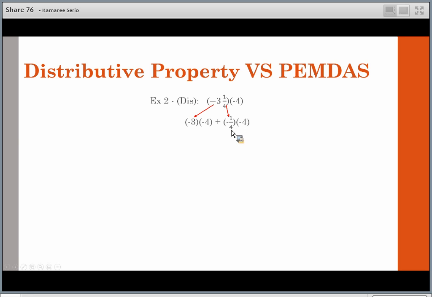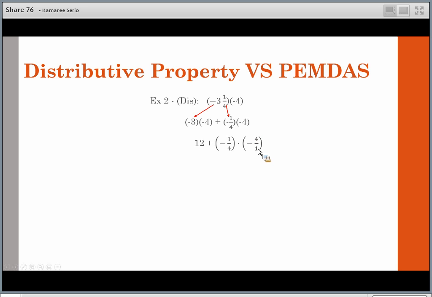Okay, and then you multiply it by the negative 4 because this whole thing is being multiplied by negative 4. So all you're doing is separating your fraction and multiplying it by negative 4. So from here, we can do negative 3 times negative 4, which is positive 12. And remember, when you are multiplying, you have to change your whole numbers to a fraction.